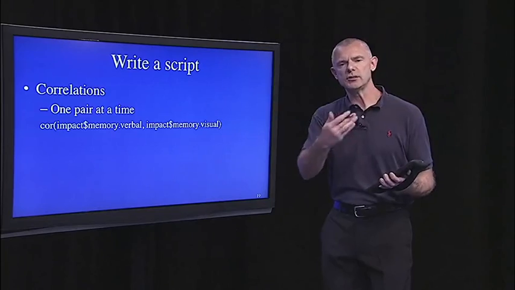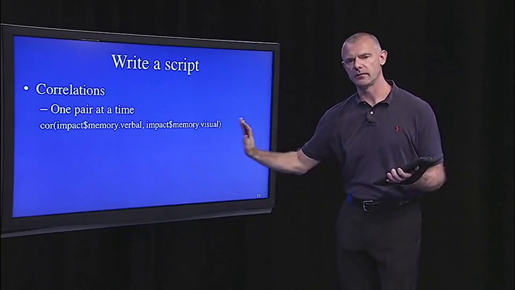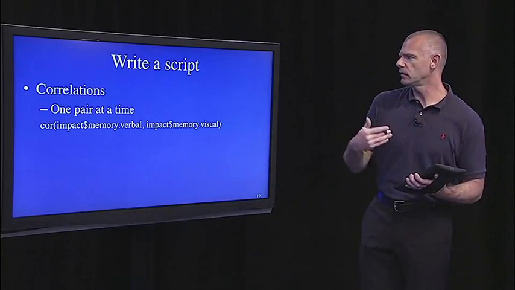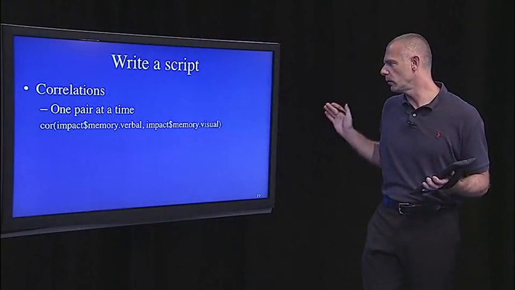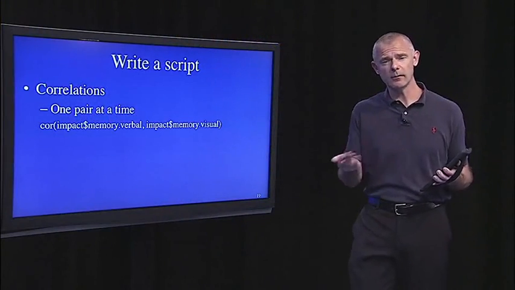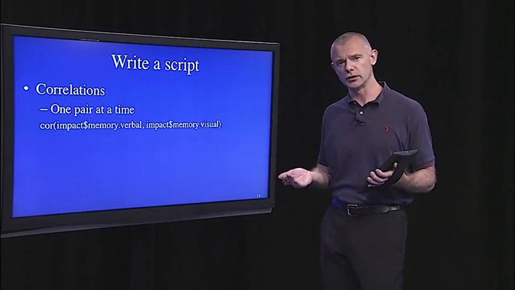Again, I could do that for each pair of variables, but I'm going to save that for the final script. Let's move to getting the actual correlations. There are several ways you can get correlations. One is just the function cor, C-O-R. So I can just do cor(x, y), cor of impact memory verbal with impact memory visual, and that will just return the correlation coefficient.